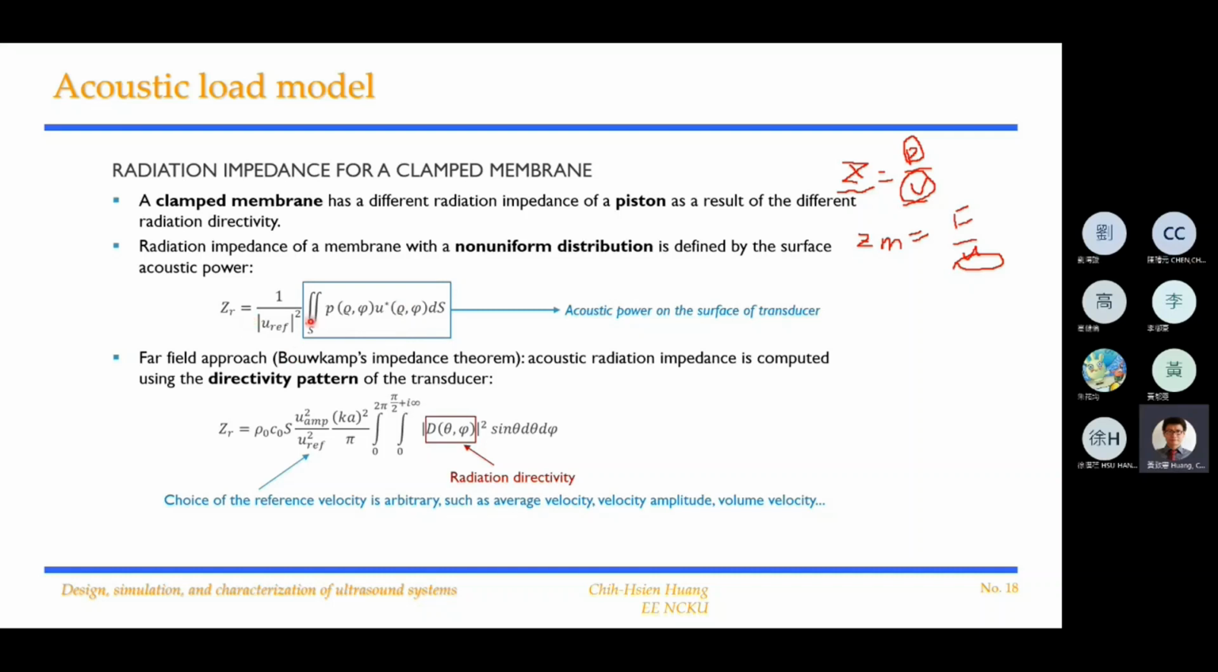It's actually inversely proportional to the reference mechanical velocity here. In the model we will provide you, it uses the far field simulation approach. It's based on Bouwkamp's impedance theory. I think we will attach the reference and you can find how it looks. Usually it's computed with this pattern, and it also includes the radiation directivity too.